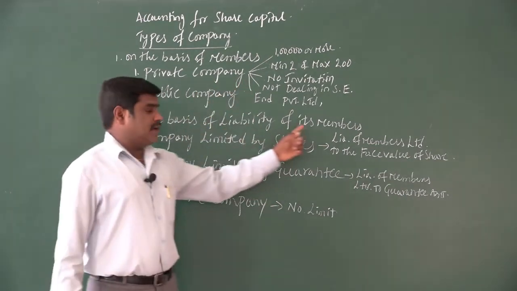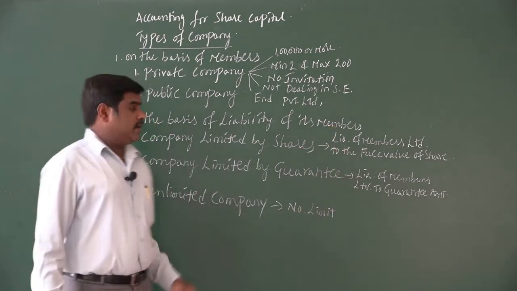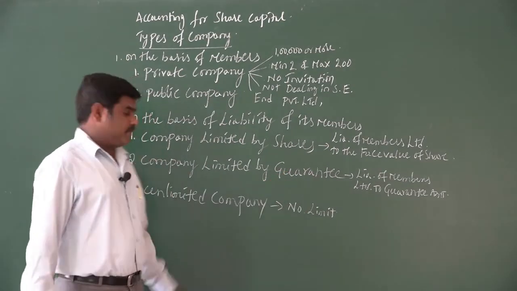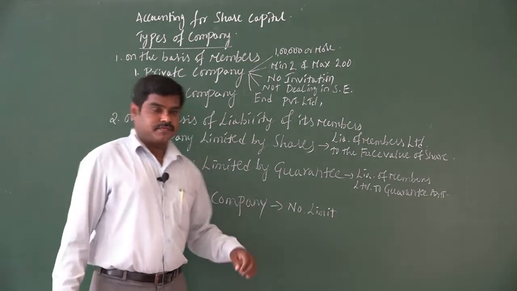On the basis of liability of its members, company is divided into three: company limited by shares, company limited by guarantee, and unlimited company.